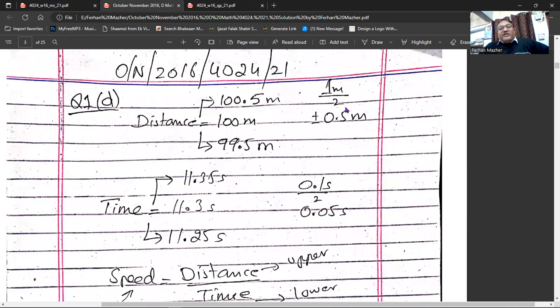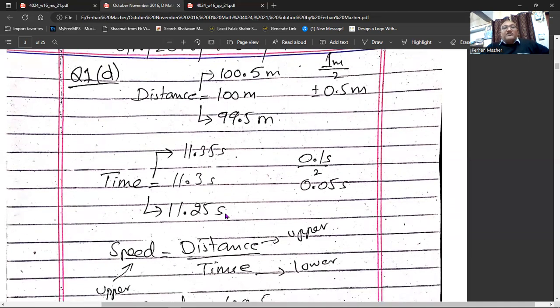Okay, the distance is 100 meter, correct to 1 meter. So divided with 2, you get 0.5 meter. Add here, subtract from 100. So you get 100.5 meter. That's the upper bound of the distance. 99.5 meter, that's the lower bound of the distance. The time is 11.3 seconds, which is correct to 0.1 second. You divide it with the 2, you get 0.05 seconds. So you add 0.05 here, you get 11.35 seconds. That's the upper bound of the time. And 11.3 seconds, subtract 0.05 seconds, you get the 11.25 seconds, which is the lower bound of the time.